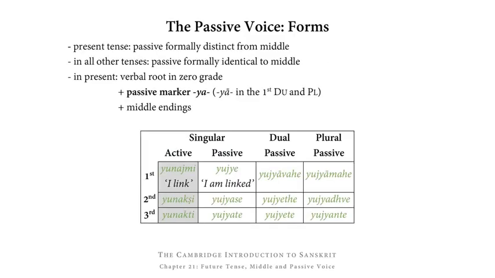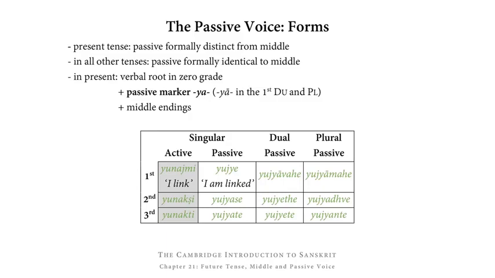Now finally, the passive. In the present tense, the passive is formally distinct from the middle, whereas in all other tenses, the passive is formally identical to the middle. So what we're here looking at are exclusively present passive forms. In the present, the passive is formed by taking a verbal root in zero grade, plus a passive marker, ya, or in the first dual and first plural, that's actually ya, plus the middle endings that we were introduced to just now.